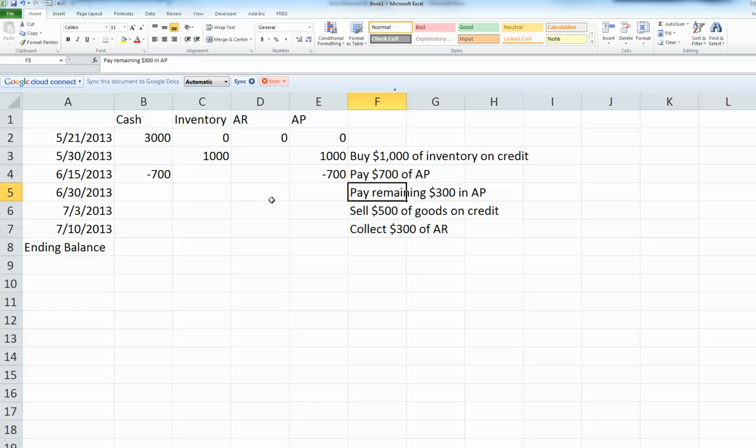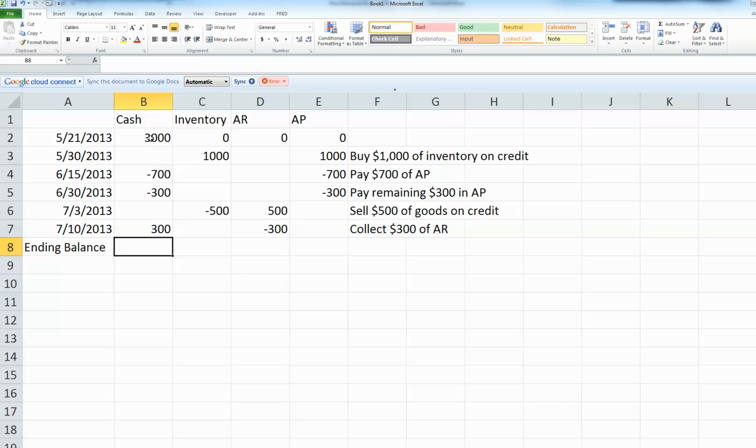Let's say a few weeks after that, the other $300 of accounts payable comes due, so we pay it. So that would reduce accounts payable by $300 and reduce cash by $300. Finally, let's say we sell some product on credit. So that would increase my accounts receivable by $500 and decrease my inventory by $500. And then lastly, let's say that of these credit sales of $500, $300 was paid. So I'll subtract $300 from my accounts receivable balance and add $300 to my cash balance.